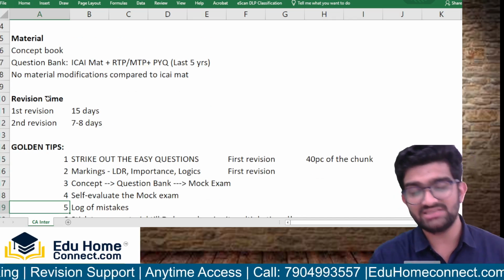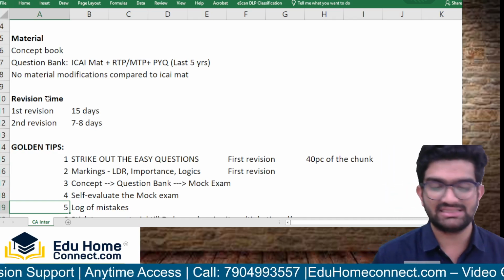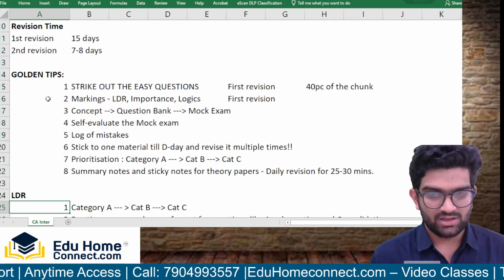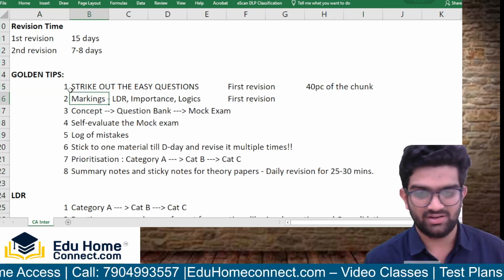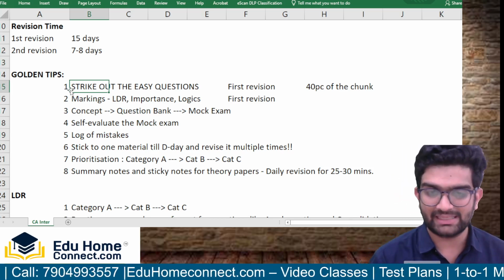Now, what are certain golden tips, certain insider tips which helped me ace these ranks in my CA and CMA exams? Believe me, these are going to be extremely helpful. So the first tip is to strike out the easy questions. This is for a practical paper.